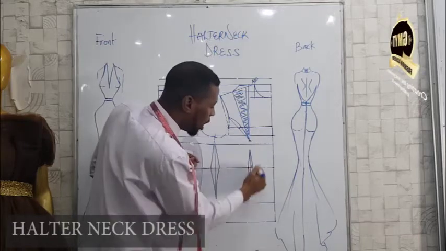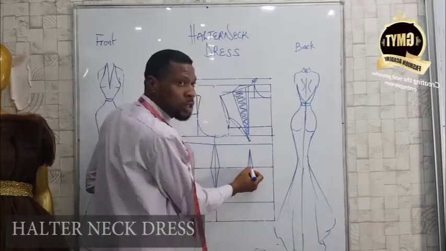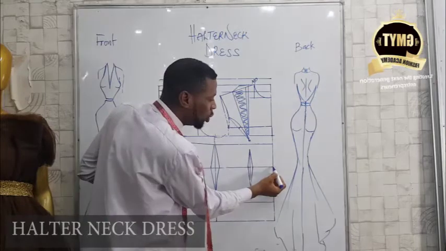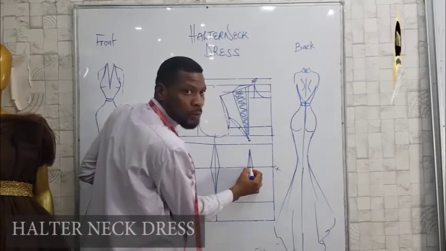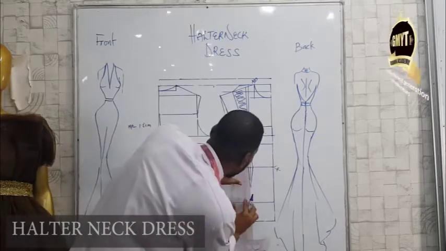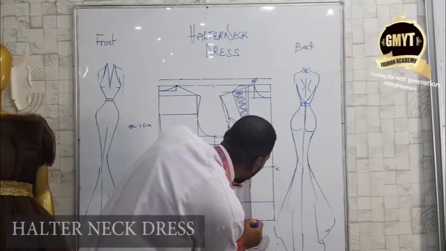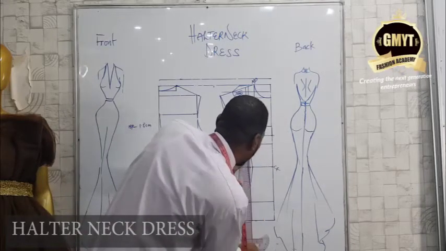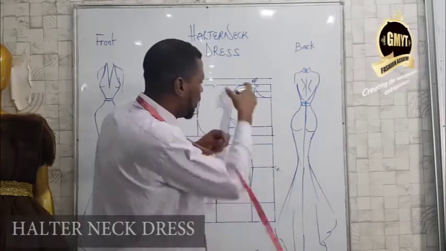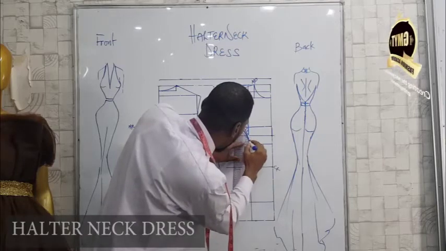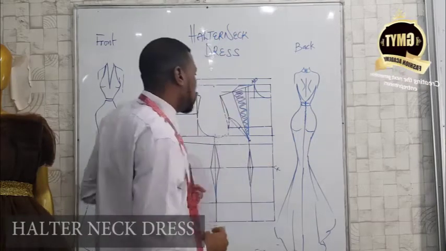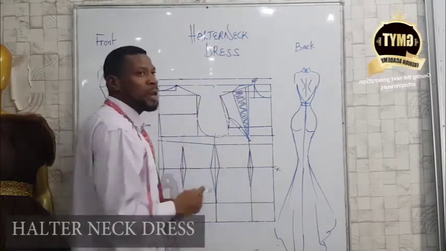Then I will square down this point. Note that this point is the measurement that you measure. You take the measurement from your center front to where the dart points. Once you do that, bring it downward to the full length of your dress. You see me? Then you use your ruler, not the curve part of the ruler, and link this up. So with this now, you have your empire dart.